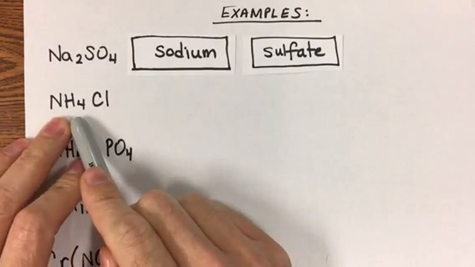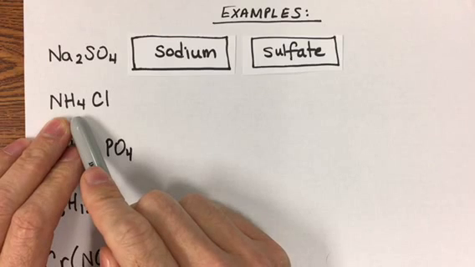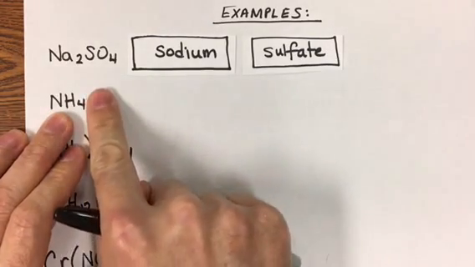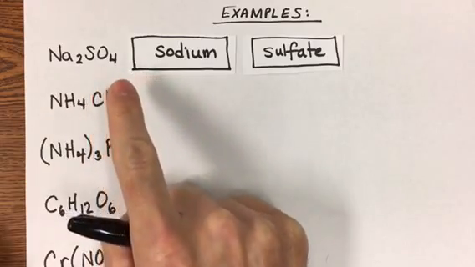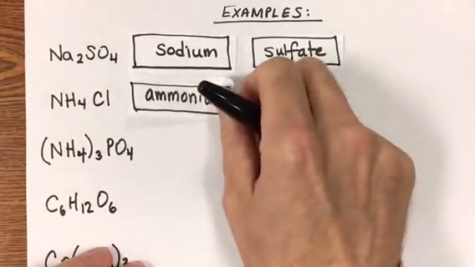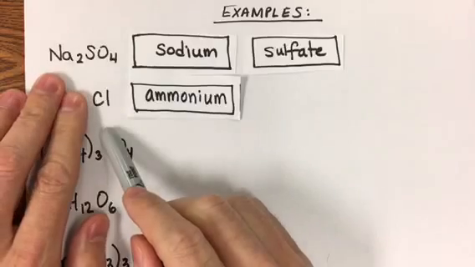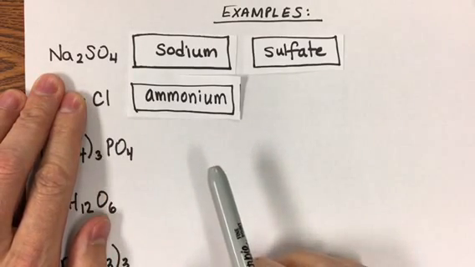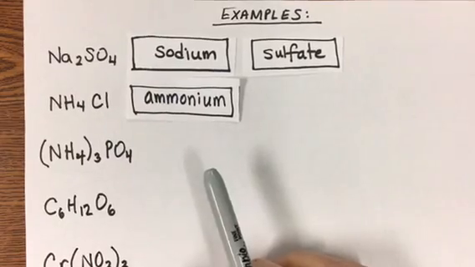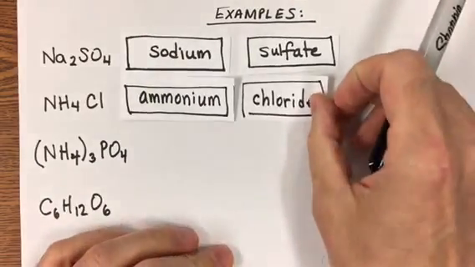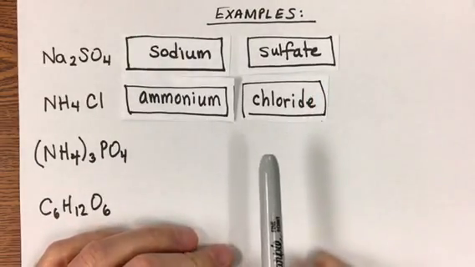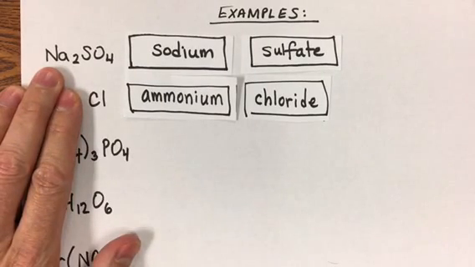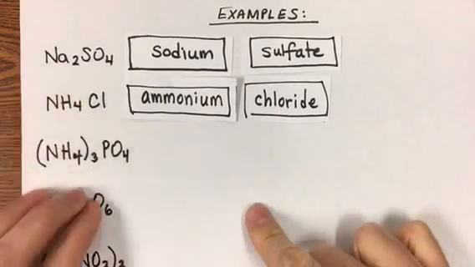You look at that first part and you say, do I recognize this as a metal? No, you don't. Nitrogen is not a metal, but NH4 is ammonium. So you give the first part the name ammonium. And then you look at the second part and you say, do I recognize that as anything? Cl. Oh yes, that's chlorine from the periodic table. It's by itself, so I just call it chloride. You always change the second part to IDE ending if it's just a simple single element. Okay, what about the next one?